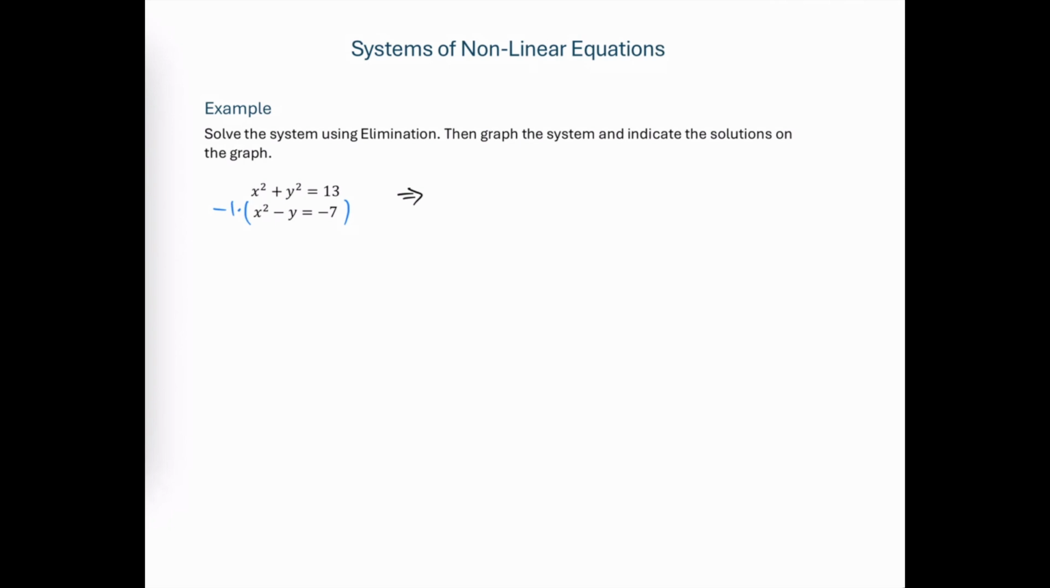equation by -1. Let's notice that we didn't do anything to the first equation, so let's just copy-paste that down, and we'll distribute this -1 into the second equation so we get -x squared plus y is equal to +7. Now let's combine these two equations, and we see that the x squared term drops out, and we end up with y squared plus y is equal to 20.